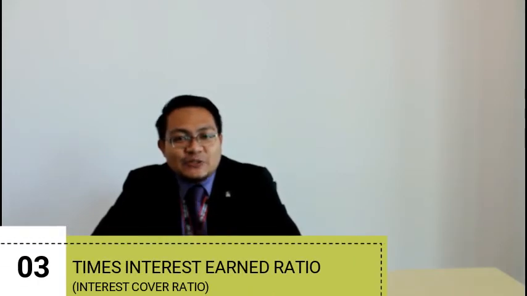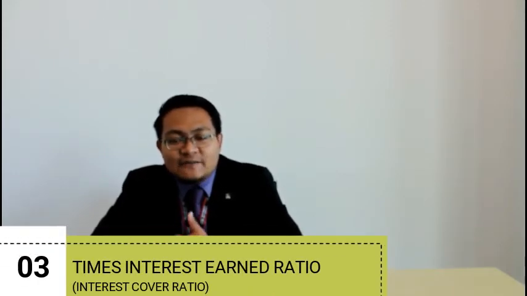Time interest earned ratio, also known as interest cover ratio. The time interest earned ratio is a measure of a company's ability to meet its debt obligations based on its current income. The formula of the company's TIE number is earnings before interest and taxes divided by the total interest payable on bonds and other debt.